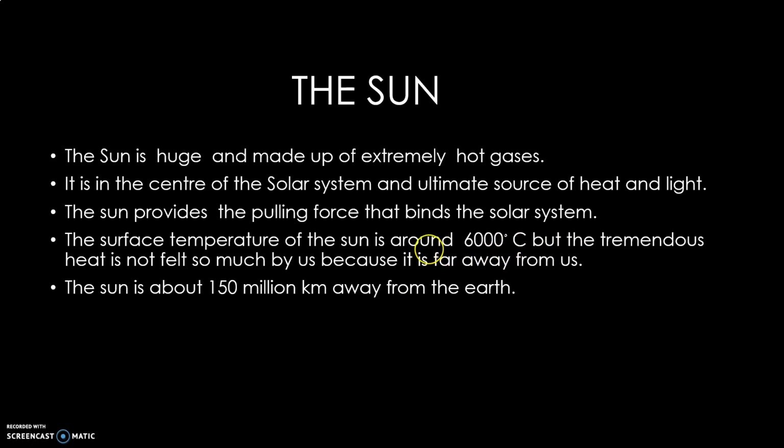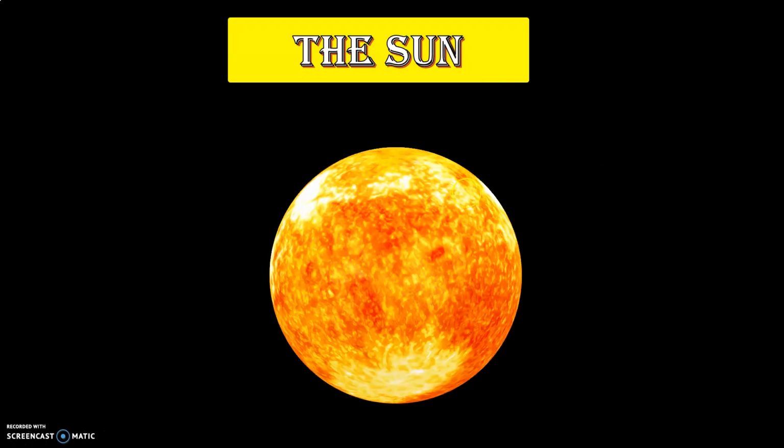See, near the sun, how much? 6,000 degrees Celsius. That much temperature are we getting? No. Why? Because it is very far away from us. And the sun is about 150 million kilometers away from the Earth. How much distance between the Earth and the sun? 150 million kilometers. That's why we are getting less heat and light. Otherwise, if we got 6,000 degrees Celsius, could we live there? No. Okay, next, see, this is the image of the sun.